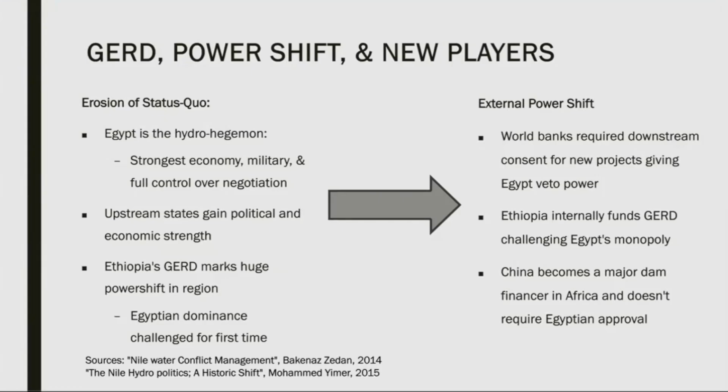They build this massive dam without Egyptian approval, breaking historical precedent. This is a big power shift because the World Bank has previously required downstream consent for new projects on the Nile River, and Ethiopia internally funded this dam, meaning they skipped this hurdle. As this happened, China became a new major dam financier in Africa, as they built dams further upstream on the Nile because they didn't need approval from the World Bank or Egypt.